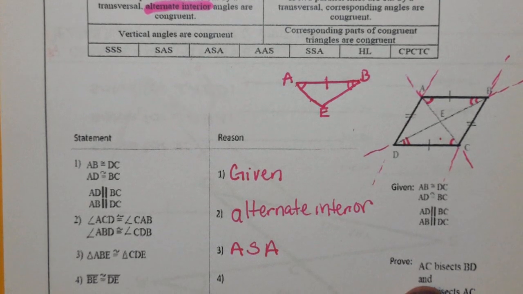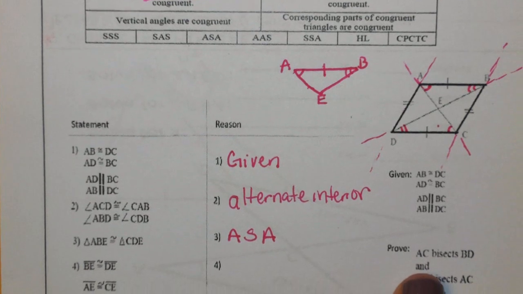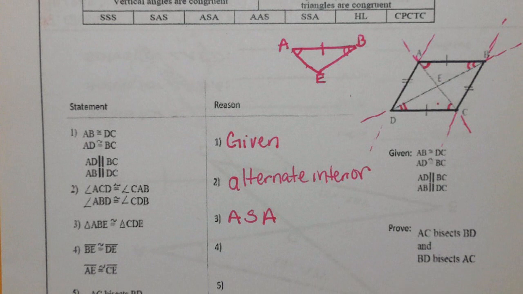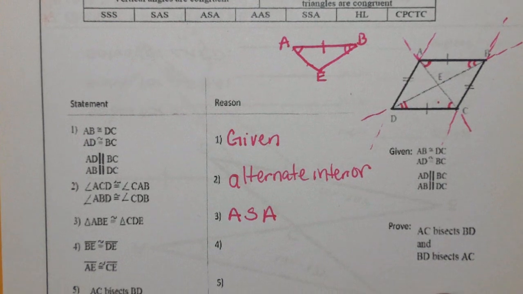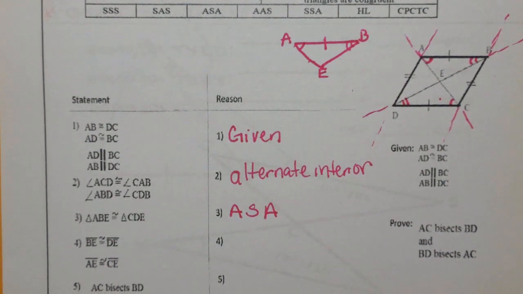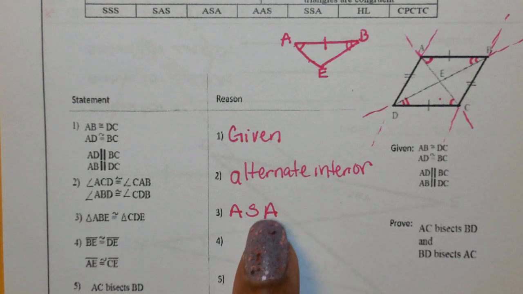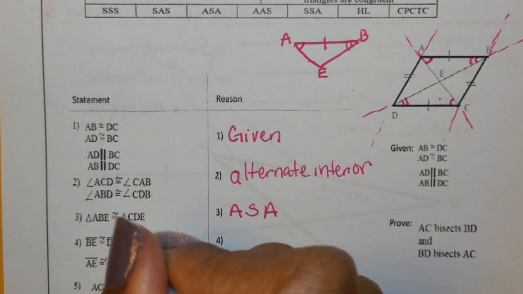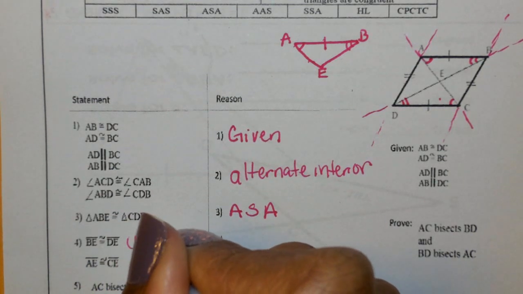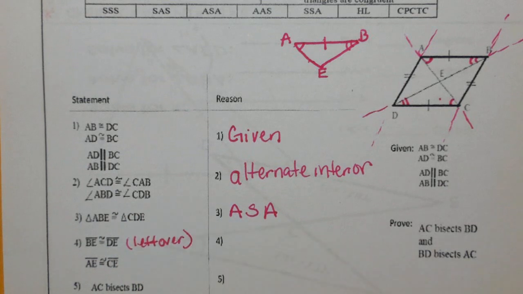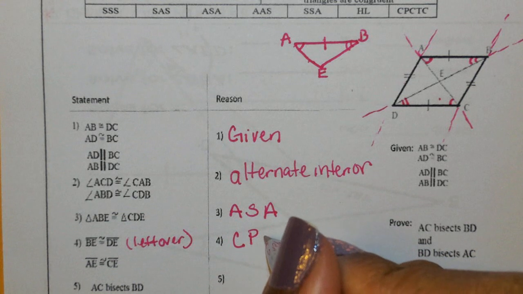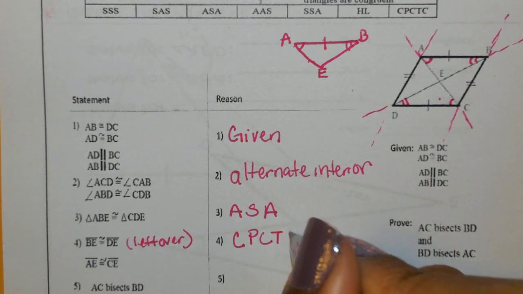Just like in our notes, we talked about having leftover parts. In this particular one, we know that BE will be congruent to DE, and then AE will be congruent to CE. And these are leftover parts after we have figured out which one of our 5 triangle congruencies it would be. And remember, all leftover parts that don't really have a reason why they're there are going to be because of CPCTC.